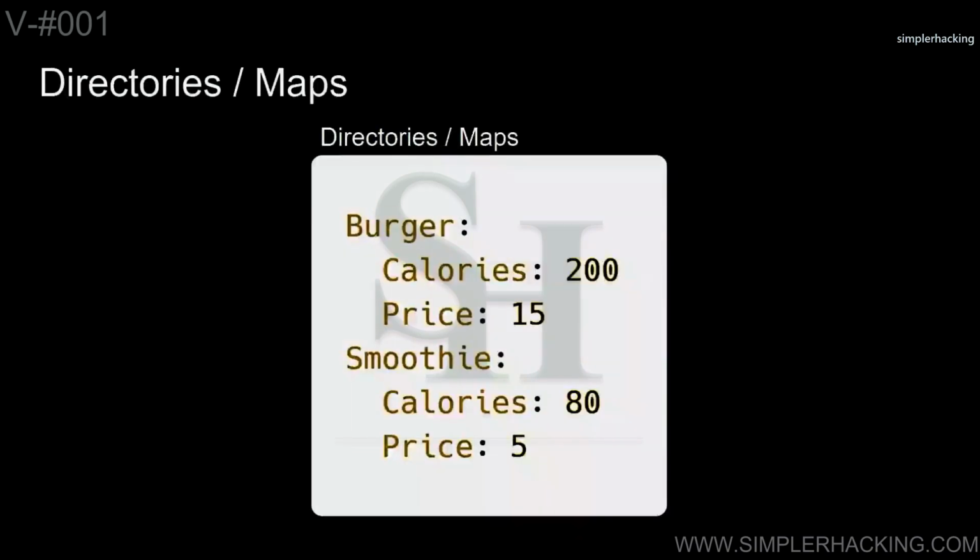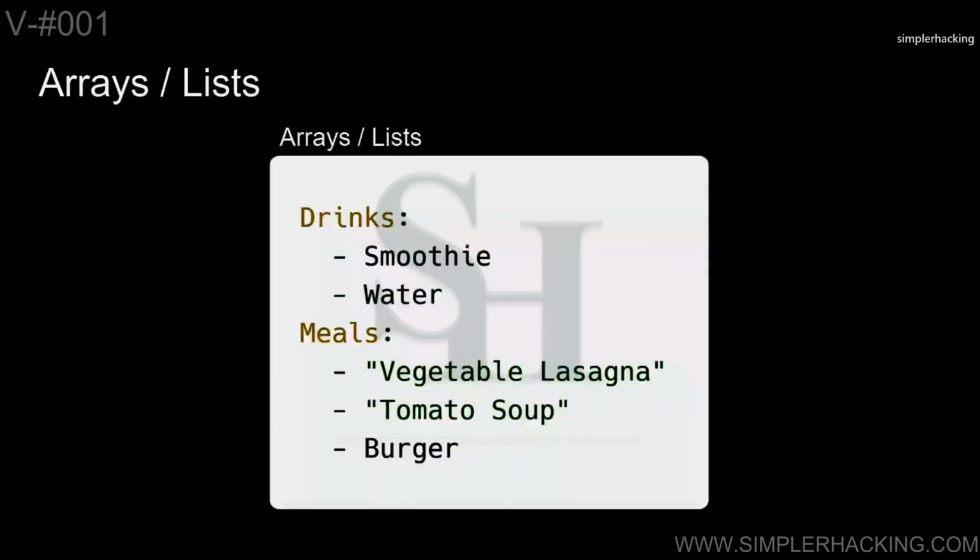So you can see here it's burger, calorie, value, price, value. And if you mixed up the order, so let's say the price came before the calories, it wouldn't matter. It would still deconstruct it the same way. Where here, they would switch around the order. And that would mean that water would come before smoothie.